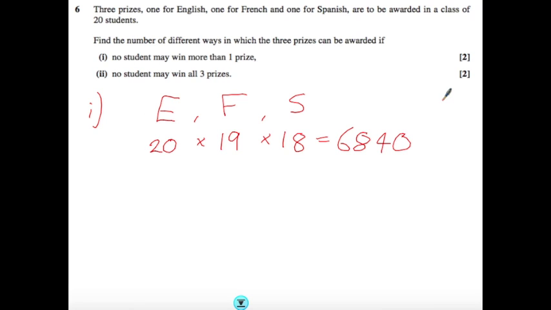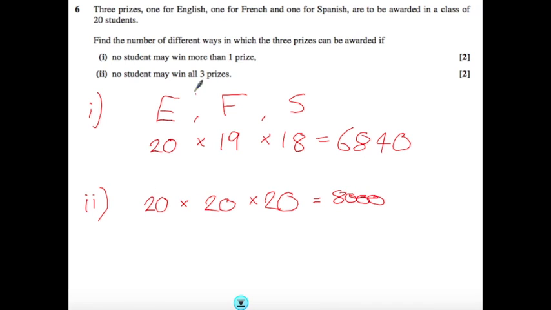Good. Right, now the number of ways in which 3 prizes can be awarded if no student may win all 3 prizes. So now you're allowed to win 2 if you want. So I think the quickest way of doing this is, let's just assume a student can win all prizes and let's think how many ways that can be awarded. So now it's going to be 20 times 20 times 20 because this student who won the English prize can win the French prize and can win the Spanish prize.